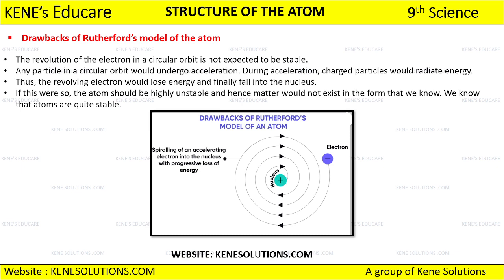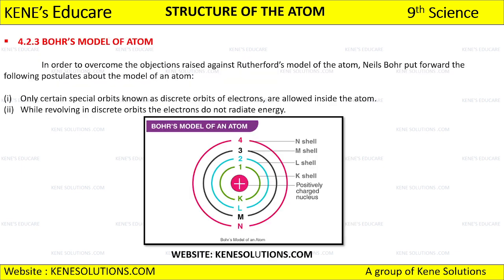After the drawbacks of Rutherford's model of an atom, we discussed Bohr's model of atoms. Here we have some of the postulates given by Bohr about the model, because Bohr was working on the drawbacks of Rutherford's model itself. Whatever drawbacks Rutherford's model had were corrected by Bohr, and today the model that we use is Bohr's model itself. Okay, so I want you all to please go through it once properly. You should be knowing it.